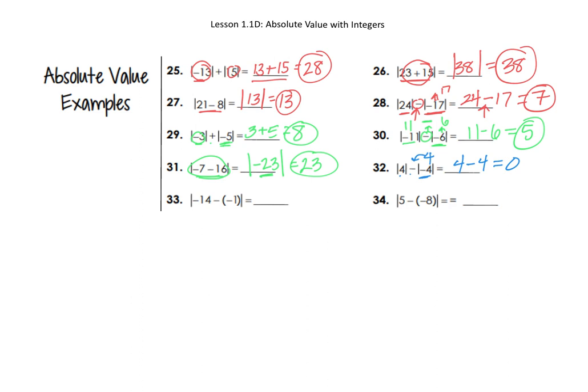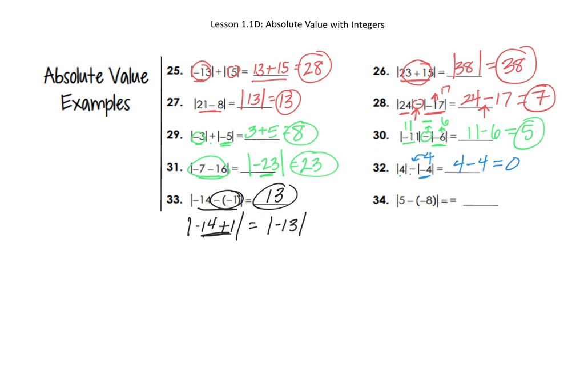Number 33. Hey, looking inside the bars, everything is inside the absolute value bars. We have the absolute value of negative 14 minus negative 1. That was a previous lesson we had where we learned that two negatives, like when we subtract a negative, it really means to add. So this means do negative 14 plus 1 and then take the absolute value. We have to add these together first. So negative 14 plus 1 is negative 13, and the absolute value of negative 13 is positive 13.